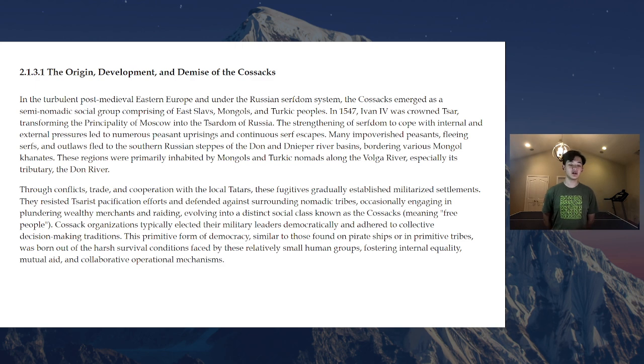They resisted Tsarist pacification efforts and defended against surrounding nomadic tribes, occasionally engaging in plundering wealthy merchants and raiding, evolving into a distinct social class known as the Cossacks, meaning free people. The organization typically elected their military leaders democratically and adhered to collective decision-making traditions. This primitive form of democracy was similar to those found on pirate ships or in primitive tribes, which was born out of the harsh survival conditions faced by relatively small human groups.